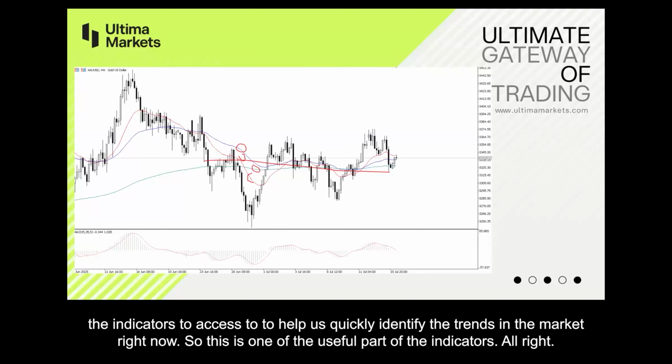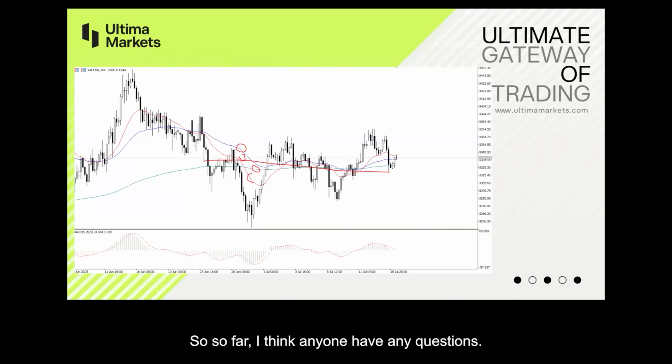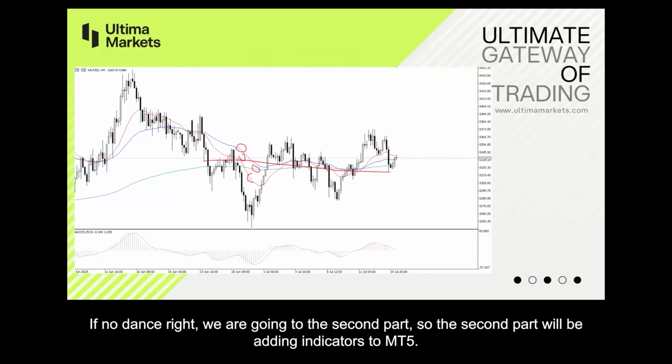So this is one of the useful parts of the indicators. All right. So so far, does anyone have any questions? If no, then all right. We are going to the second part.